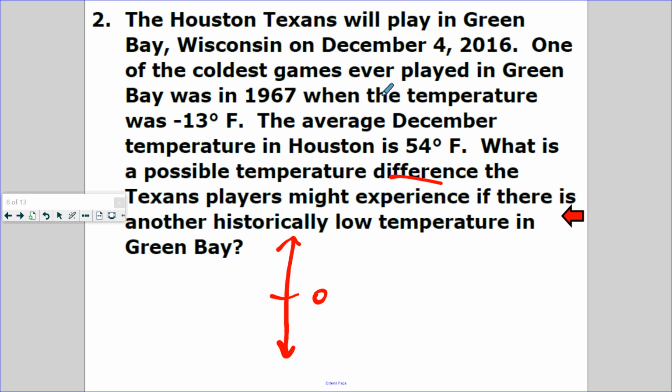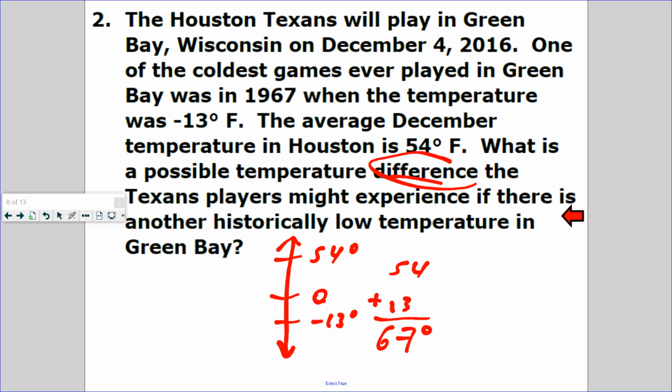You don't have to, but I'm going to draw a thermometer. So let's see. The coldest game ever played was negative 13 degrees, so it goes below zero. The average temperature in Houston is 54 degrees. So many ways you can do this. How far, what's the absolute value of 54 from zero? 54. How far is negative 13 from 0? 13 degrees. So that is a 67 degrees difference between 54 degrees and negative 13 degrees. One way to solve it.